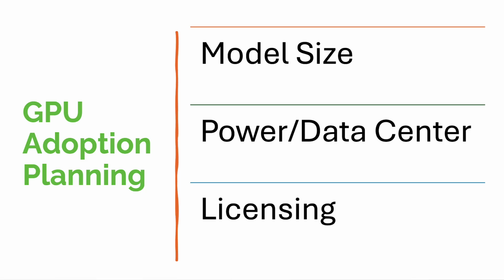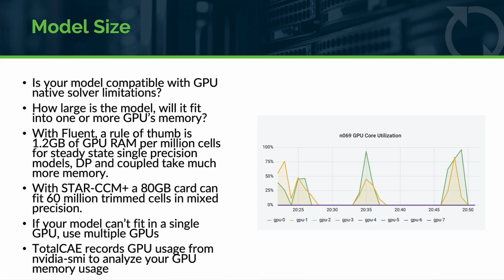Now for GPU adoption planning, there are really three key things we want to look at if you're thinking about using a GPU. One is the model size. The next is power and cooling and data center issues. And the third is the licensing. So we're just going to go through those quickly.